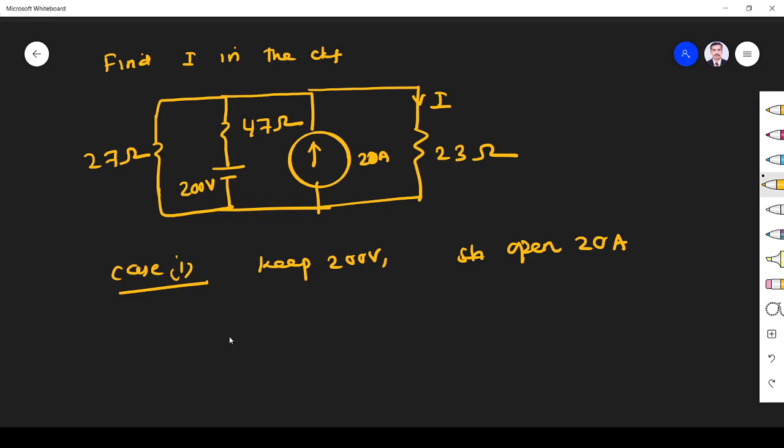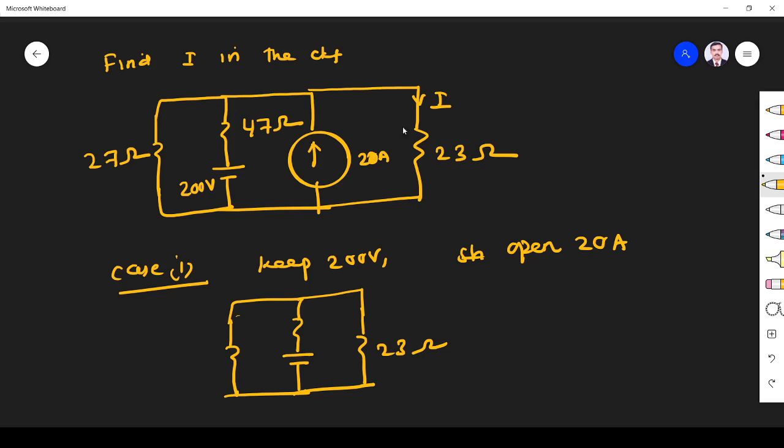So the circuit becomes like this: 27, this is 47, this is 200, this is opened, so it will be like this: 23 ohm. So we have to find current I through the 23 ohm. This is 47, this is 27, this is 200 volt.